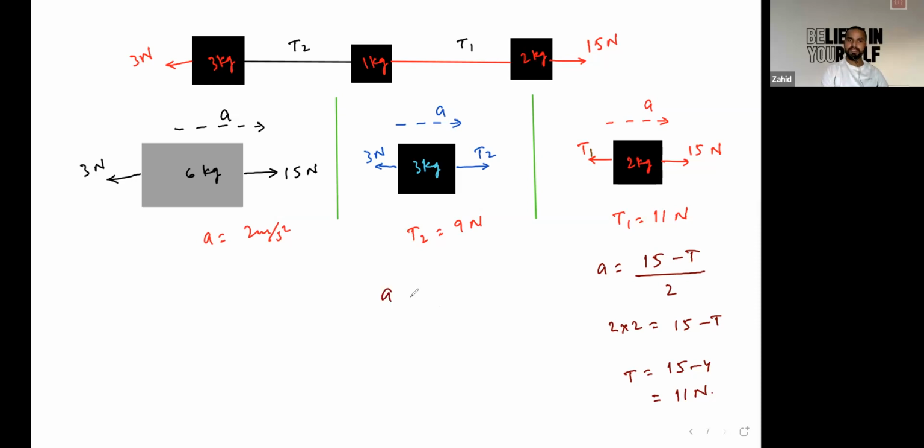Similarly, if you solve for this part, A is equal to T2 minus 3 divided by mass of block, that is 3. So A is 2, 3 on moving to the other side, it will be 2 into 3, T2 minus 3. 3 times 2 is 6, and plus 3, it will be 9 Newton.